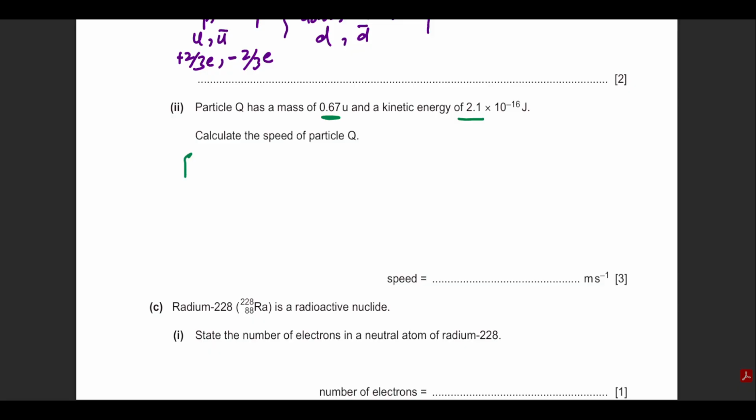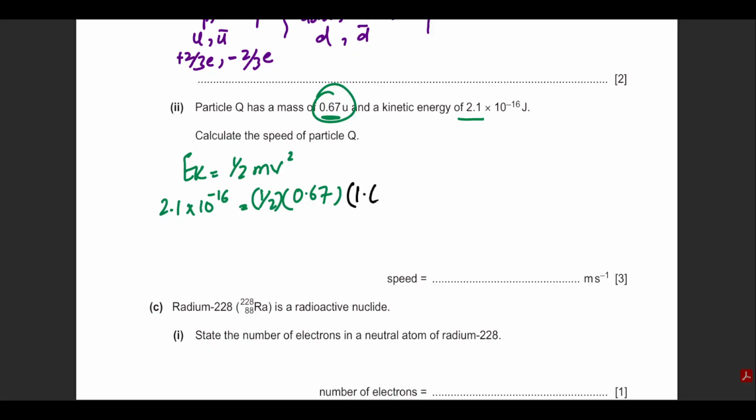That's not a problem. So kinetic energy equals half mv squared. This is 2.1 into 10 raised to the power minus 16 equals 1 over 2 into mass, which is 0.67 u. So notice what u is in terms of the data booklet. The data booklet gives the atomic mass unit, the unified atomic mass, as 1.66 into 10 raised to the power minus 27, into v squared. Make sure to perform the algebra correctly and your answer will come out as 6.14 into 10 raised to the power 5, which becomes 6.1 into 10 raised to the power 5. I would advise you to write down the units here too, between the steps that you're taking.